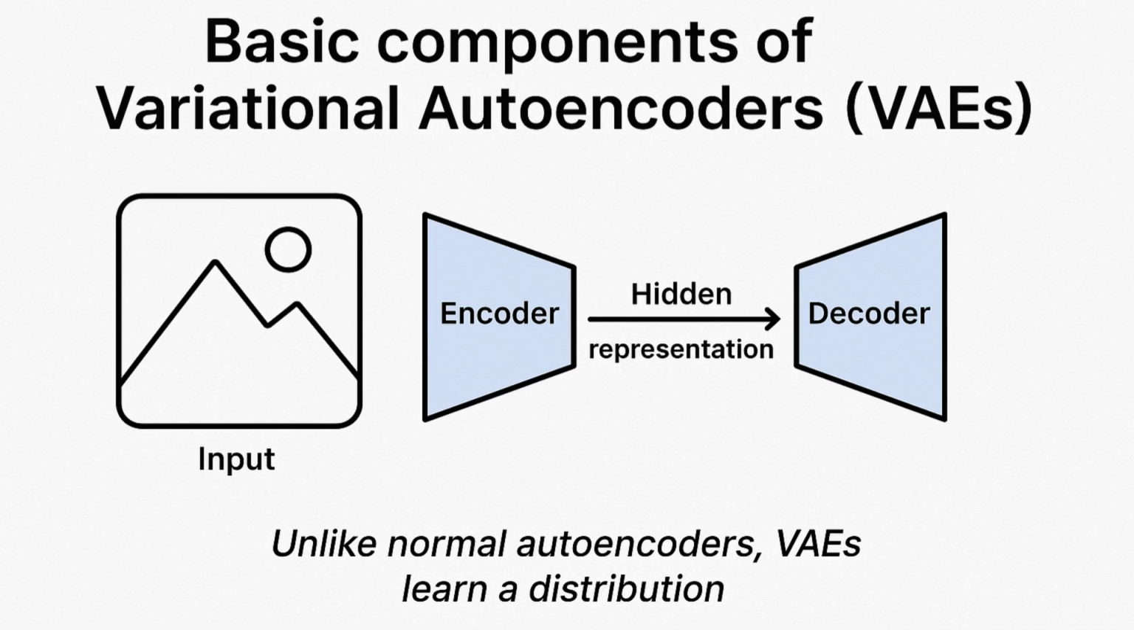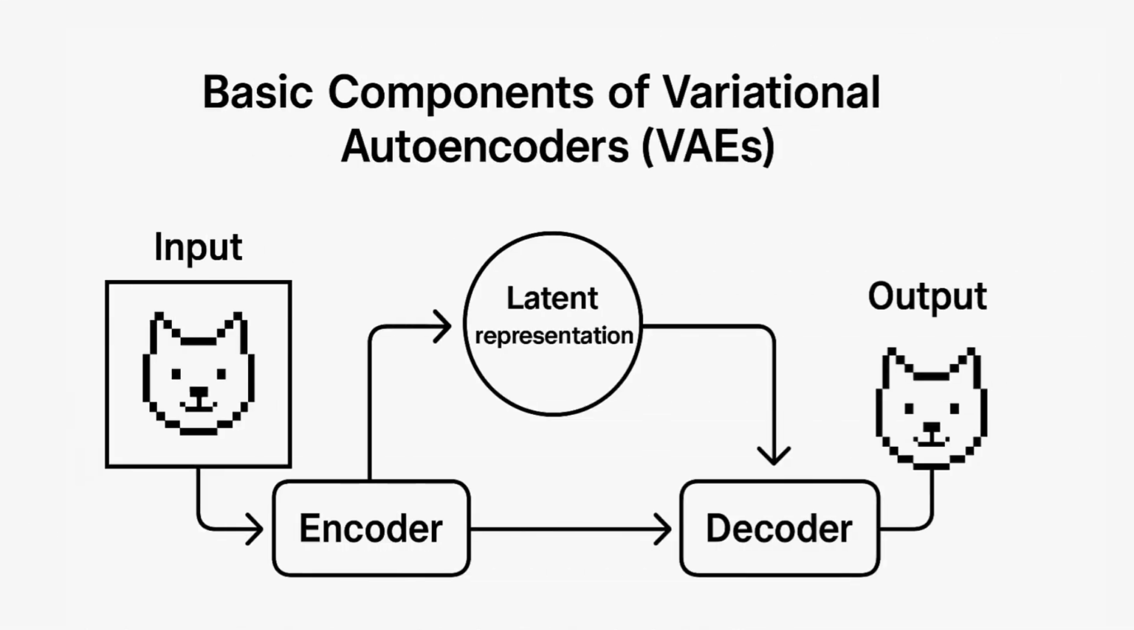But unlike normal autoencoders, VAEs don't just memorize. They learn a distribution. This helps them generate new data that's similar to what they trained on.